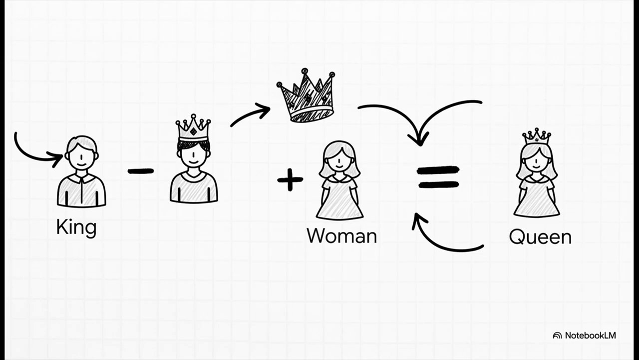Check it out. If you take the vector for king and you subtract the vector for man, what you're left with is a new vector that basically just means royalty. That's it. Then you just add that royalty vector to woman, and voila, you land right on queen.